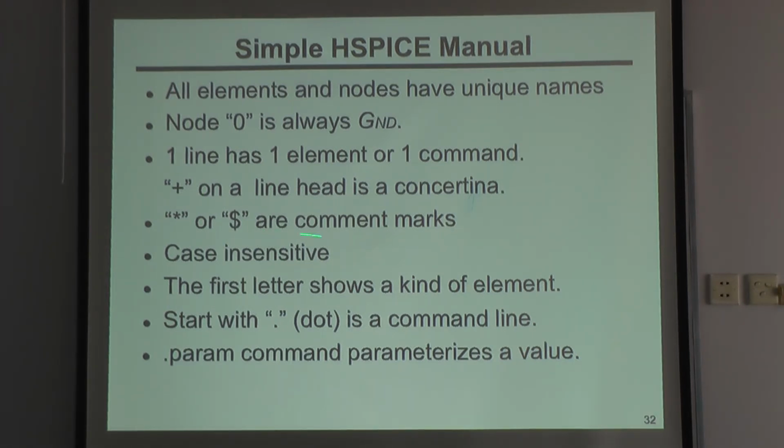There are comment marks as well. It's case insensitive, and the first letter shows the kind of element it is, whether a MOS transistor, resistance, or capacitance. Starting with a dot means a command line, like the .option command or the .param command.